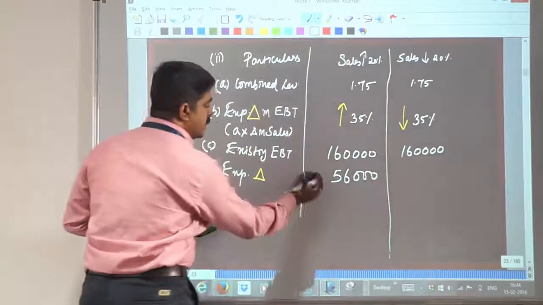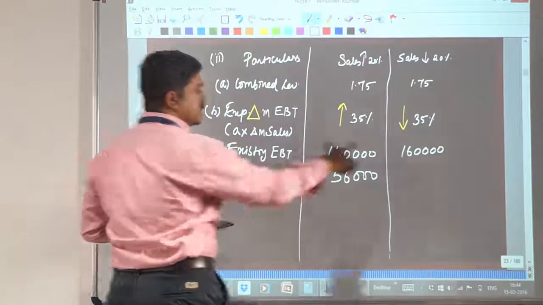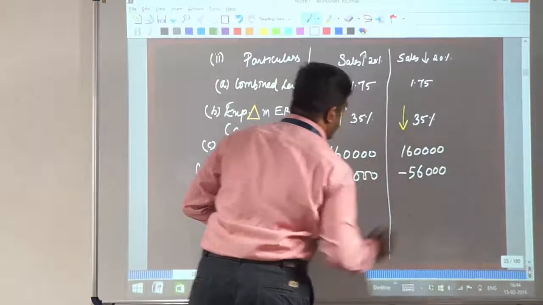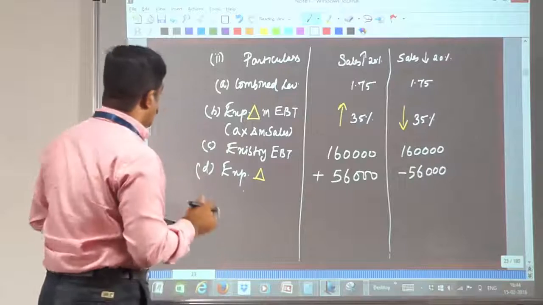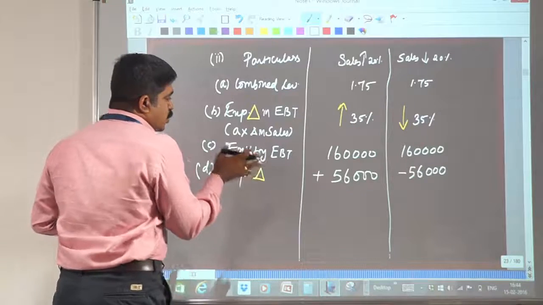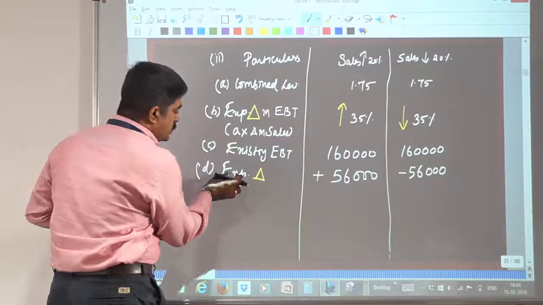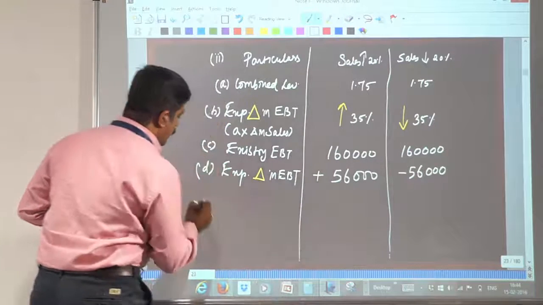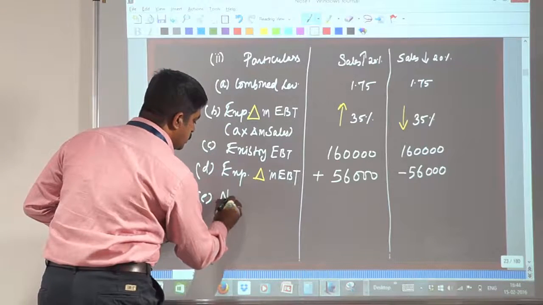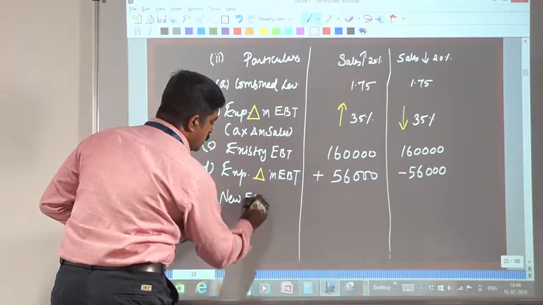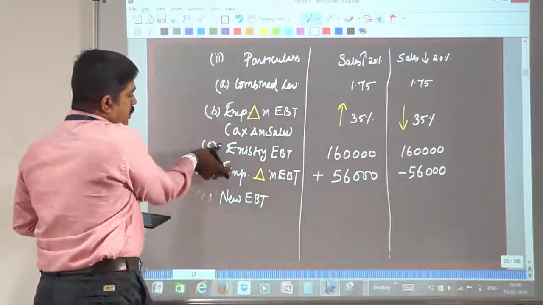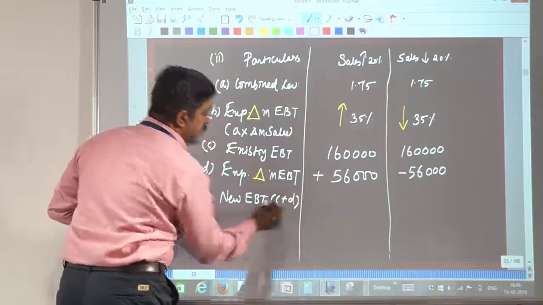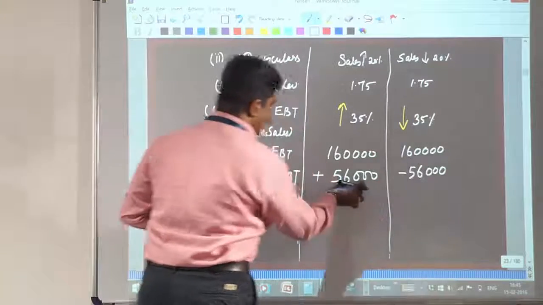In this case, it is going to be an increase, so I'll add. Whereas in this case, it is going to be a decrease, so I'll subtract. Okay. So now I'll have the new EBT. Here I'm going to call this the expected change in EBT. Now I will have what is known as the new EBT. New EBT is nothing but the sum of two items, your C and D. Okay, C and D, and here I am indicating the sign whether it is positive or negative.